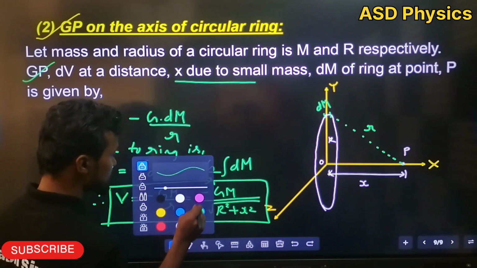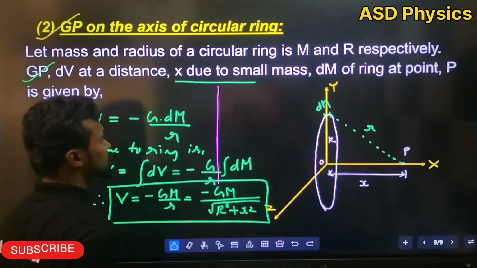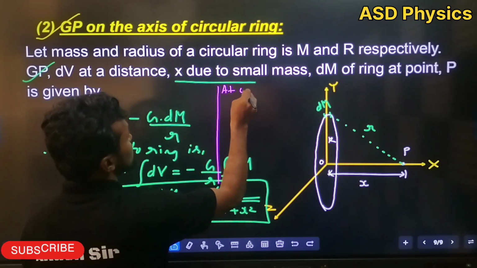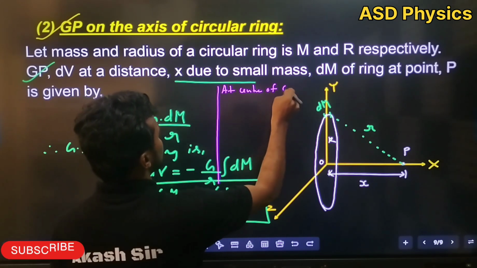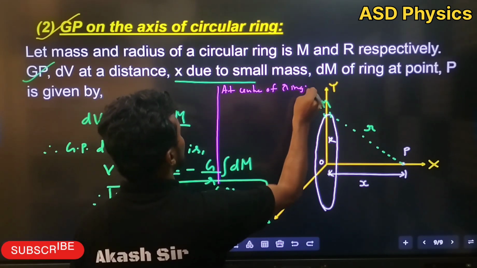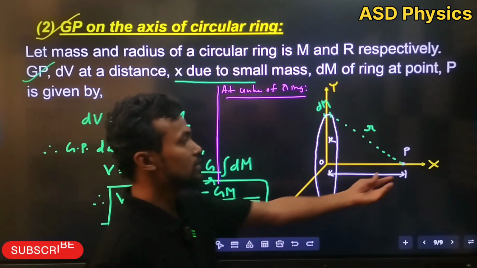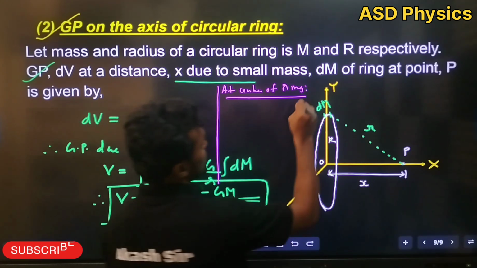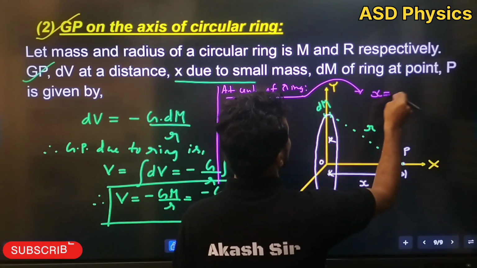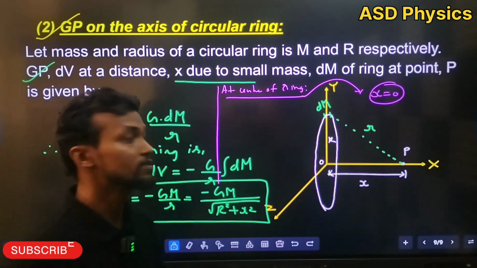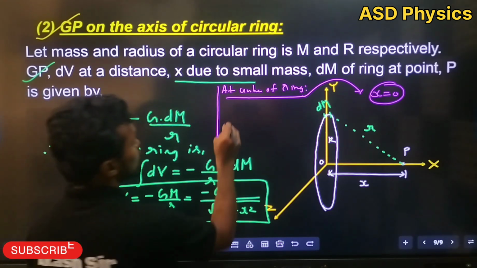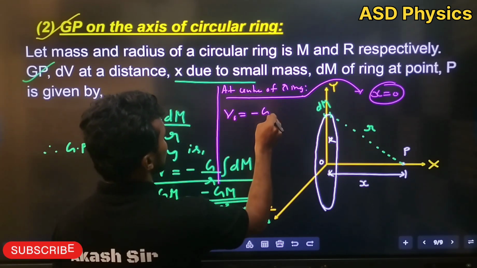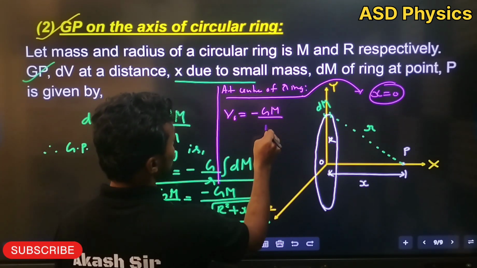After that, one more thing is there. Sometimes they ask at the center of a ring. So students, at the center of the ring, the value of x how much? The value of x will be 0. So as the value of x will be 0, put here. We'll get at the center of the ring minus GM by R.